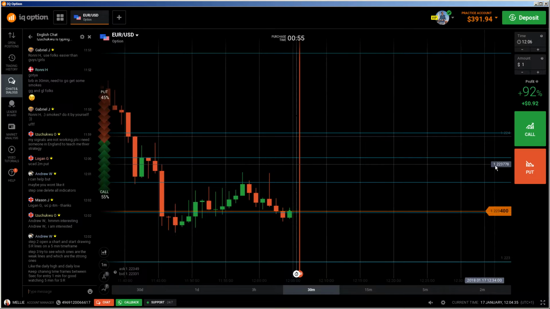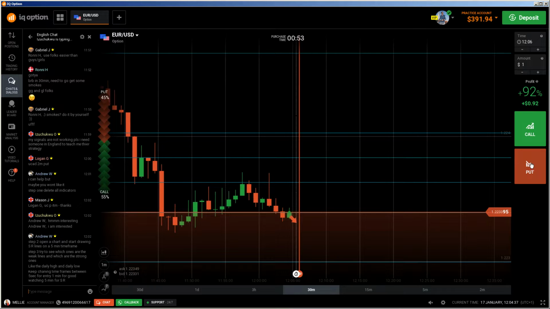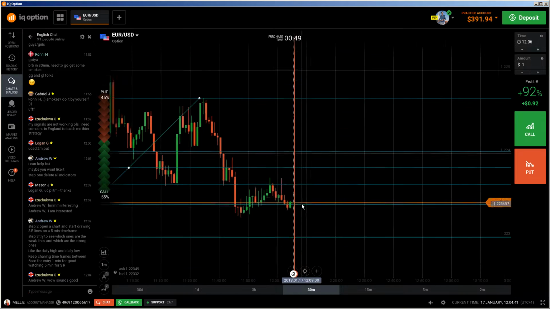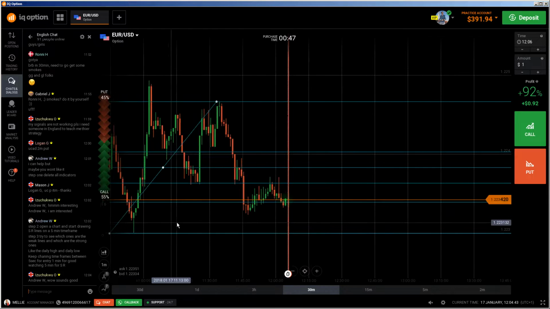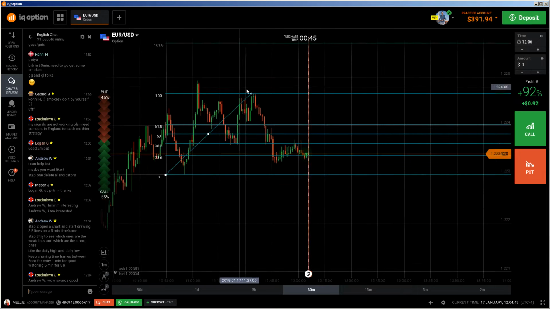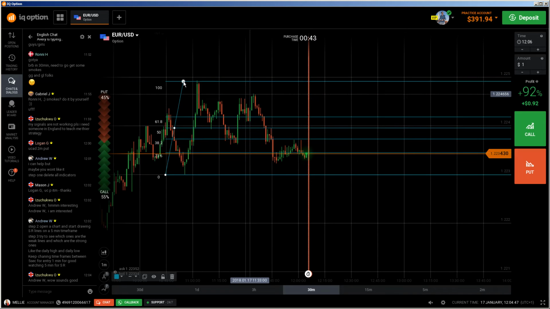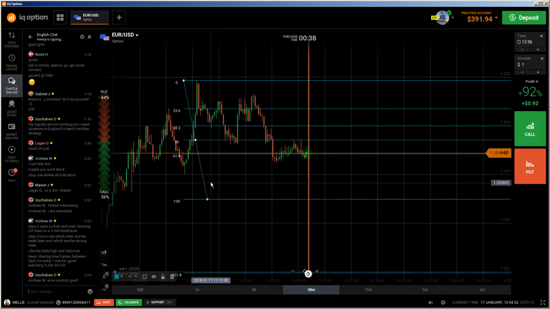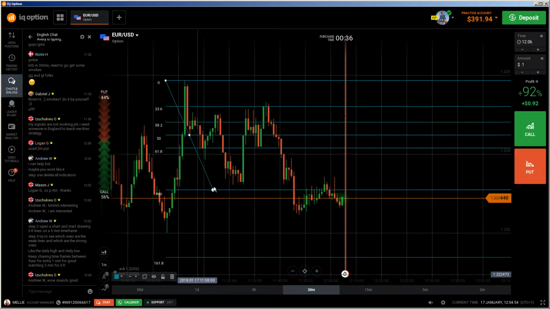Yes, I'm going to do a put again. And so you see how I do a few trades only around the Fibonacci level. And you can draw it how you want. Look at this. I'm going to do drawing this in this manner. So you can see, because the Fibonacci is really a cool tool.